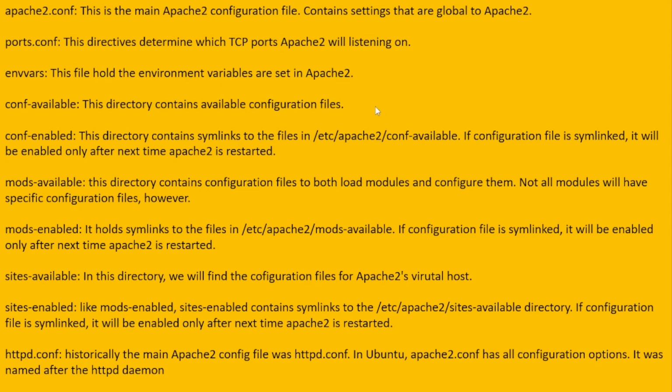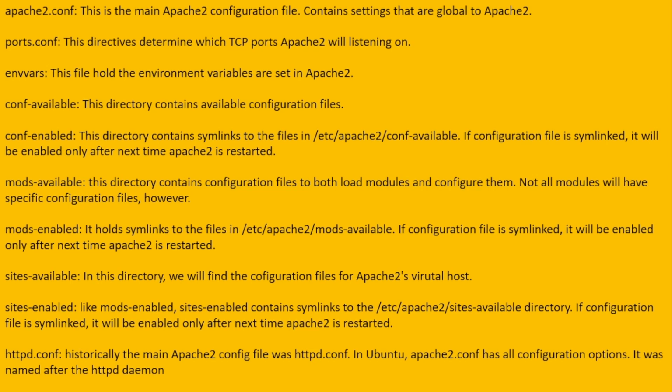Conf-available: this directory contains available configuration files. Next, conf-enabled. Whenever we are enabling any configuration file, we need to create some symbolic links. And if we create any symbolic link inside the conf-enabled directory, we have to restart our Apache web server. Next is the mods-available directory.